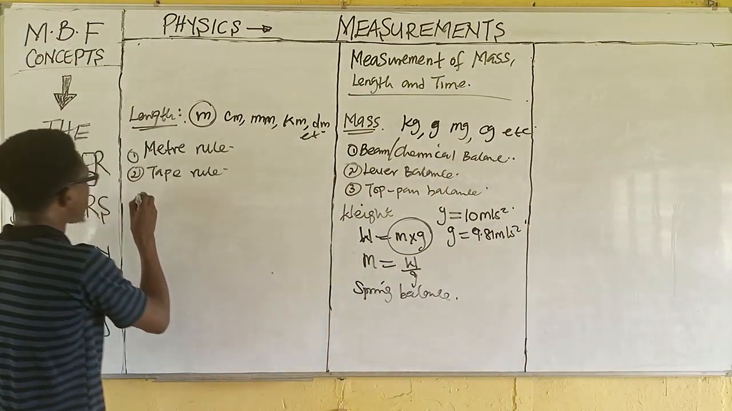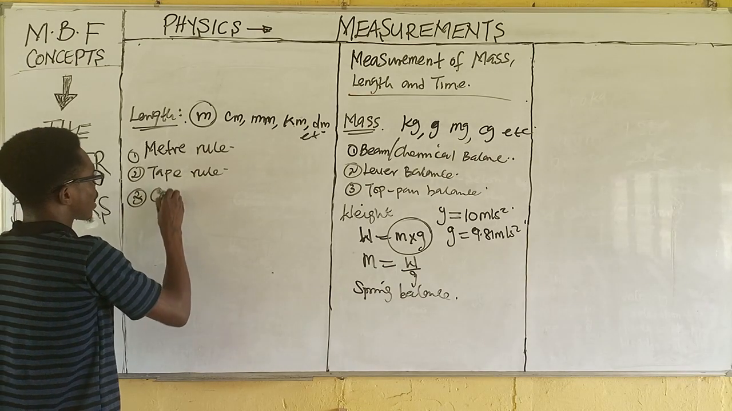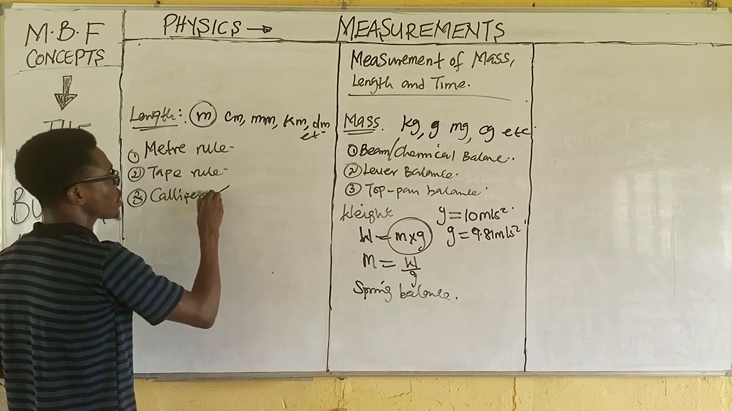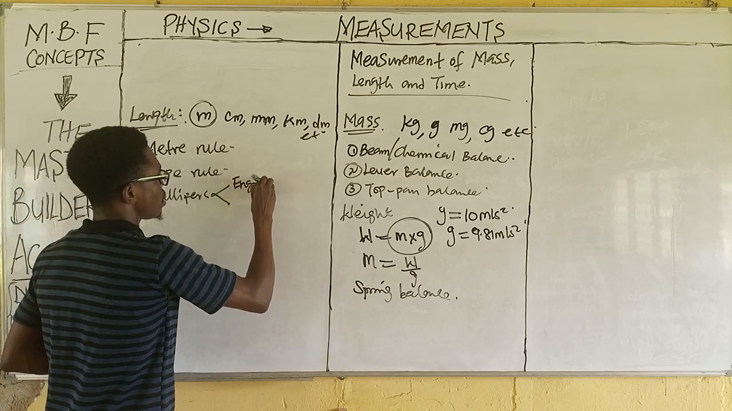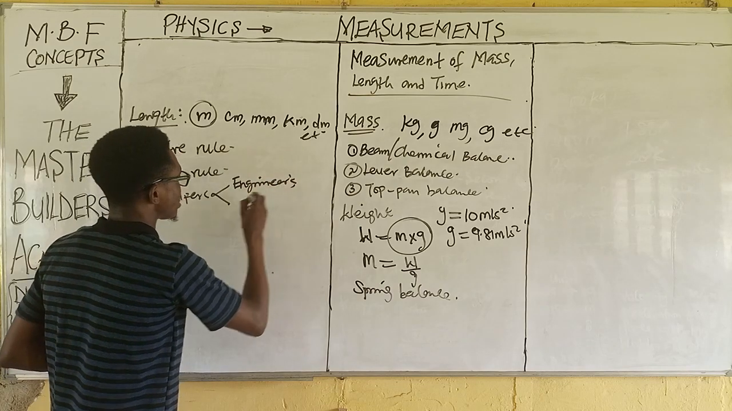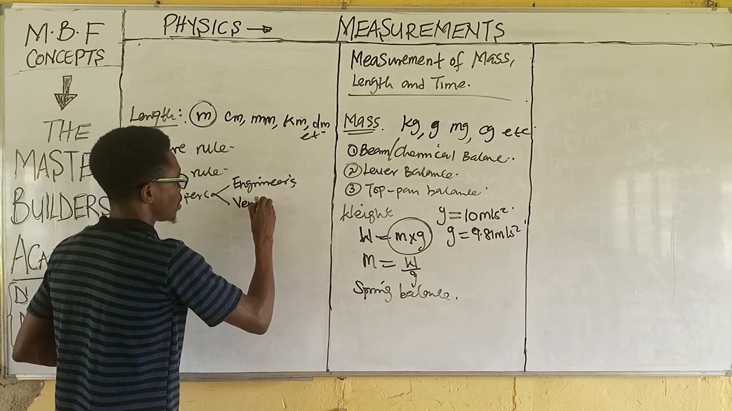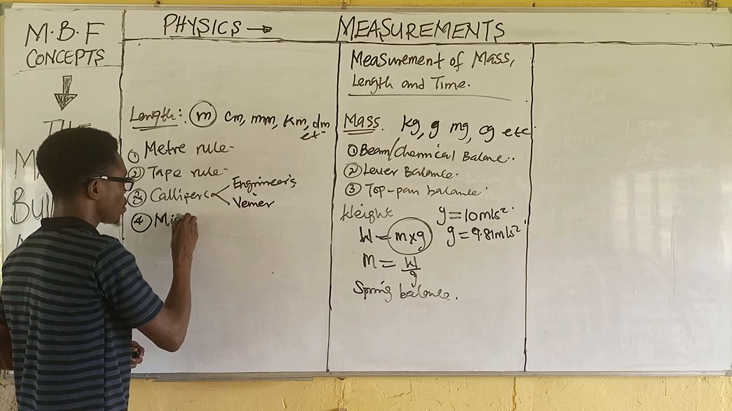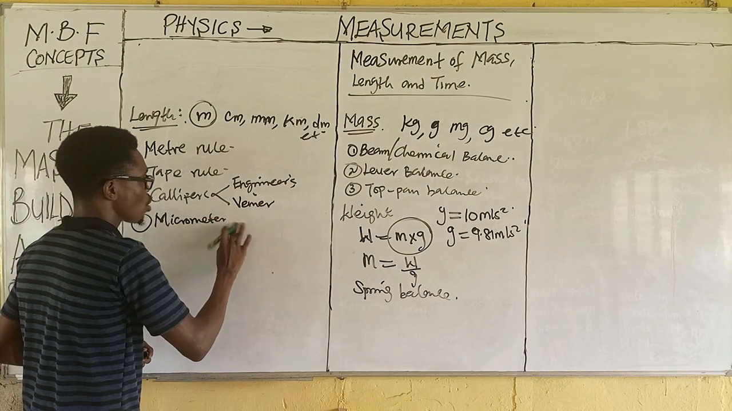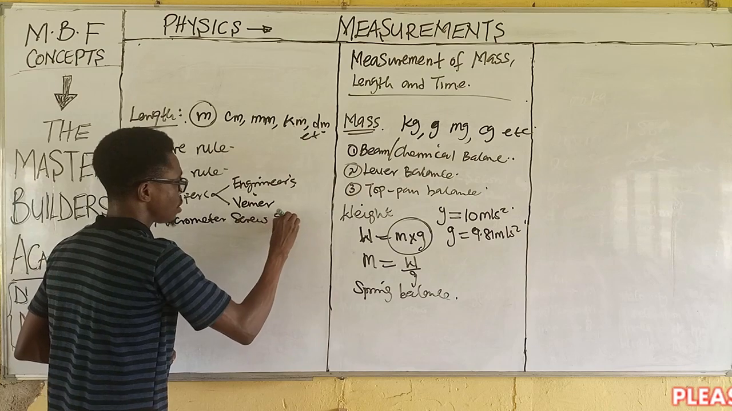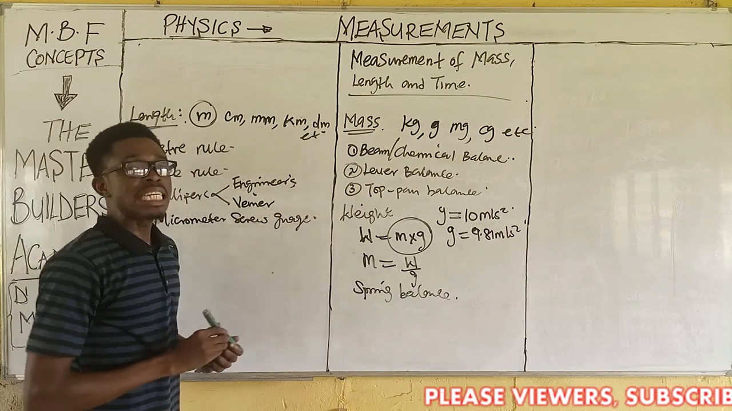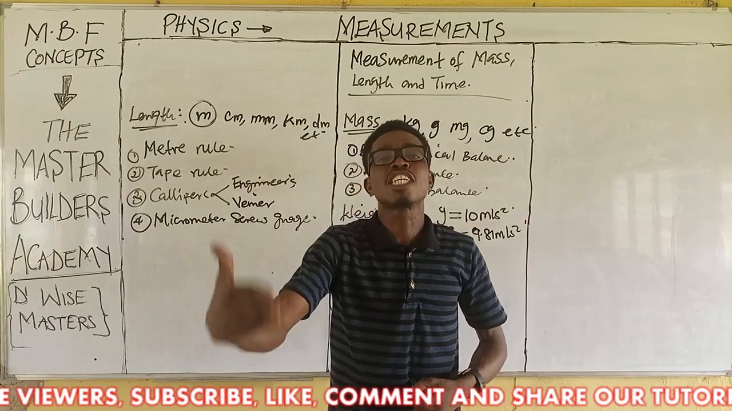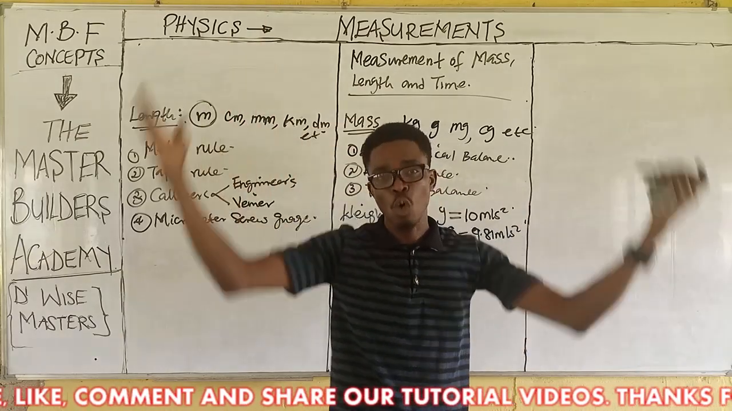Then we have what we call calipers. Number three, calipers. Now this caliper is divided into two. We have the engineers caliper. Then we have what we call the Vernier caliper. Then number four, we have what we call the micrometer screw gauge. Alright? These are the instruments, equipment, apparatus that are used to measure the length of any physical object.